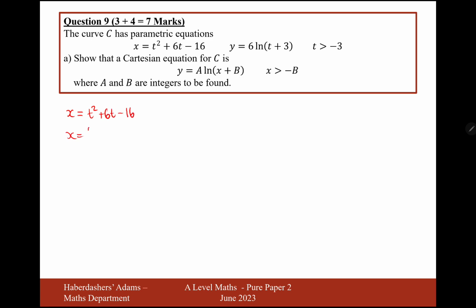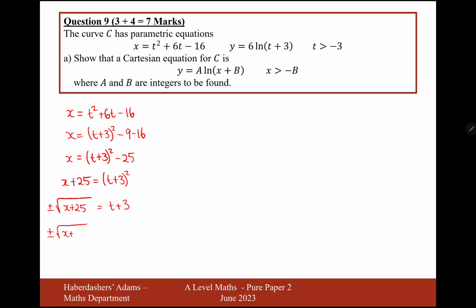We're going to complete the square on this, so (t plus 3) squared minus 9 minus 16. Then we group together the two terms at the back, so it's now minus 25. Let's add the 25 onto the left. Let's then square root, plus or minus, equals t plus 3. And then subtract 3 to the other side: root of (x plus 25) minus 3 equals t.